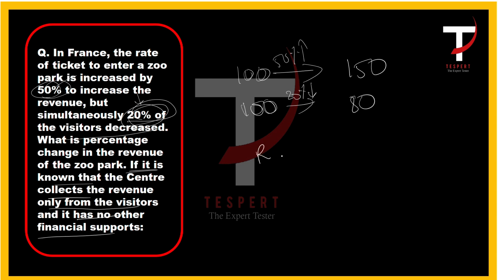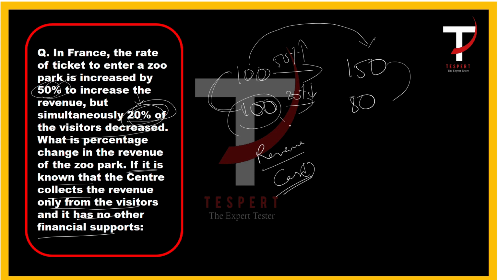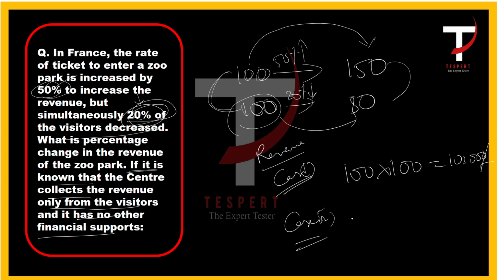So revenue in case 1: 100 visitors, each visitor must pay 100 rupees, right? But in the second case, 100 became 150 and the number of visitors from 100 became 80. So in case 1, revenue is 100 visitors into 100 rupees, which is equal to 10,000 rupees. Whereas in case 2, right, 150 rupees is the ticket and the number of visitors is 80. So the total revenue is 12,000, right?